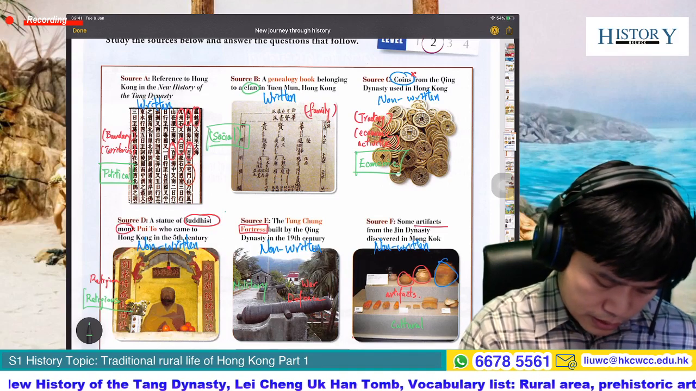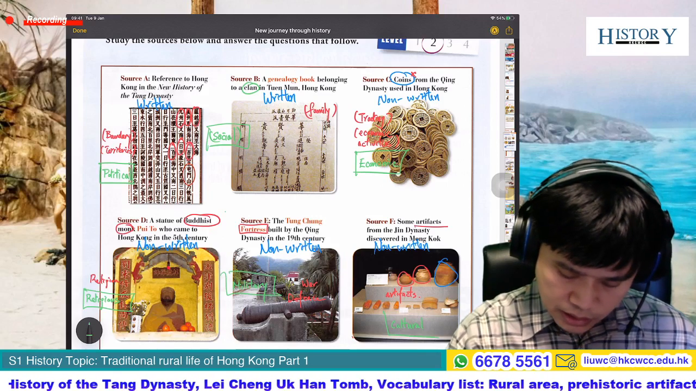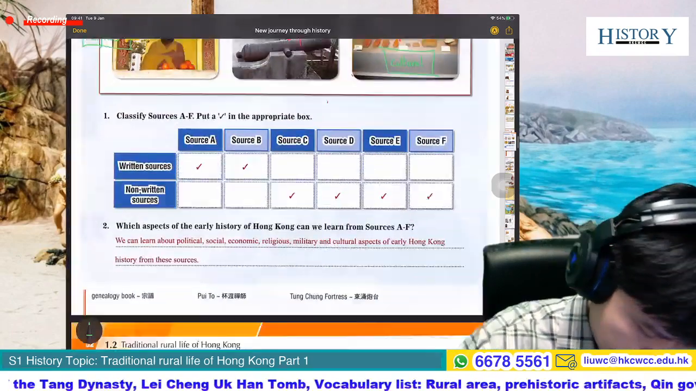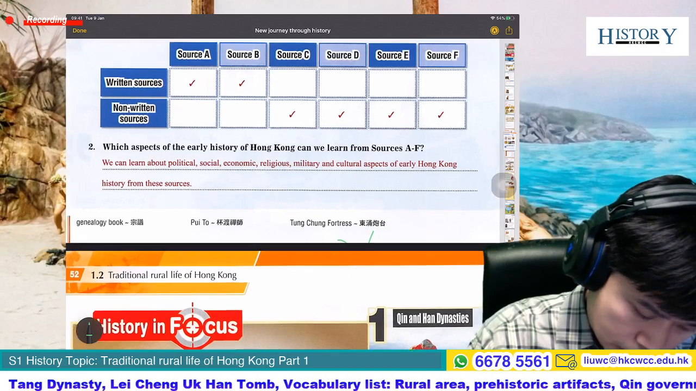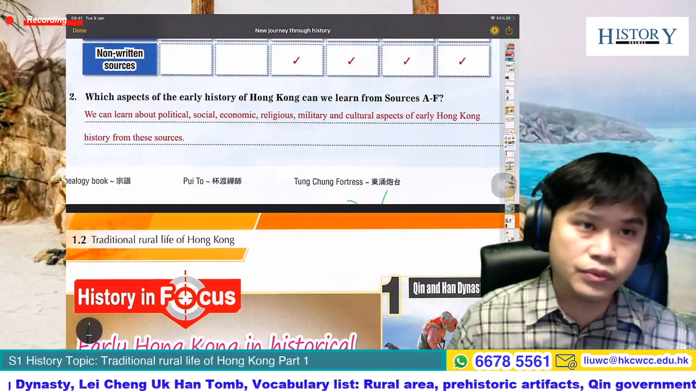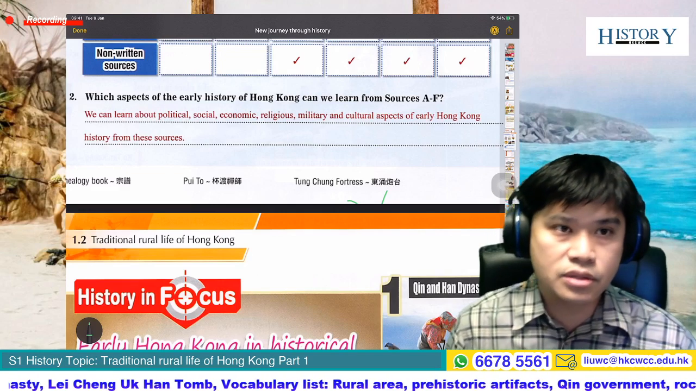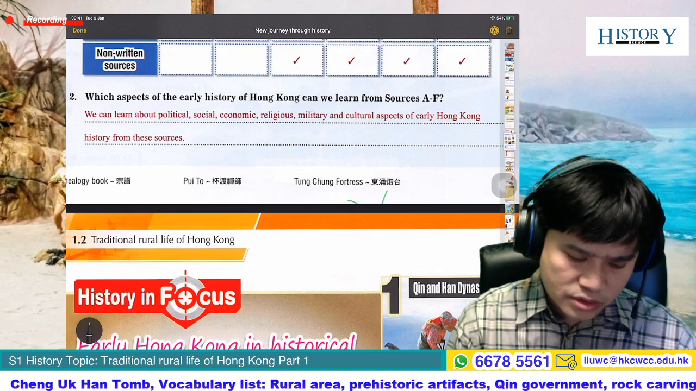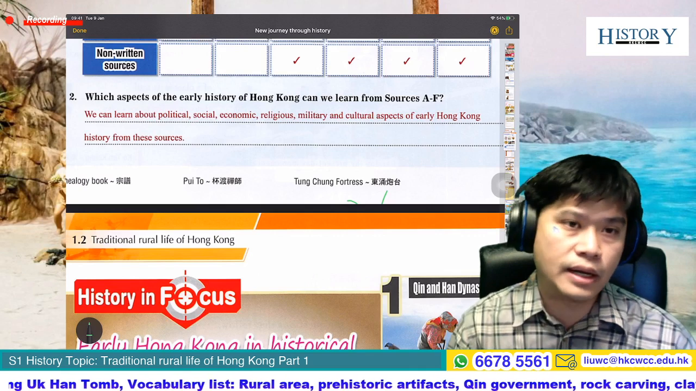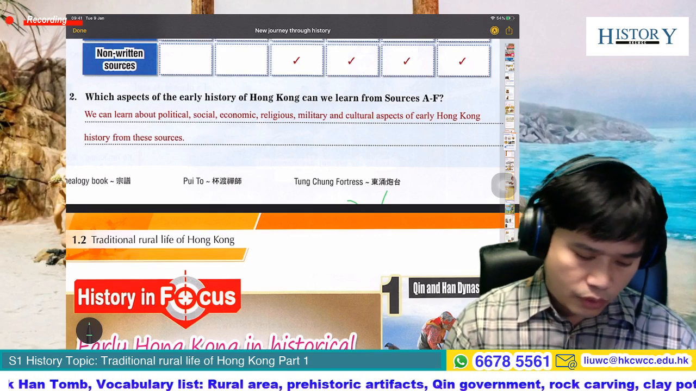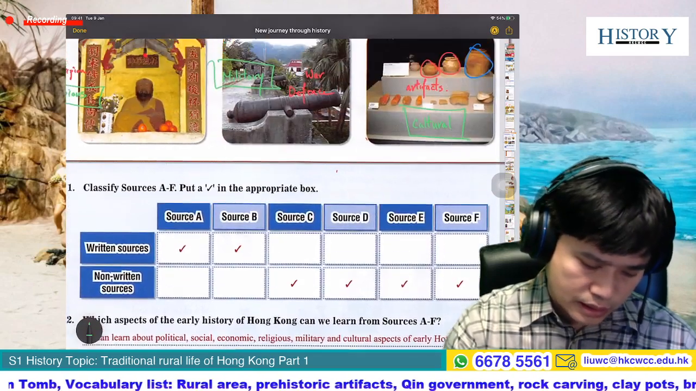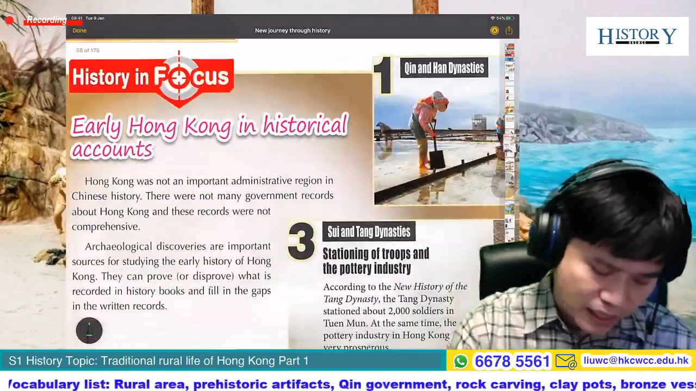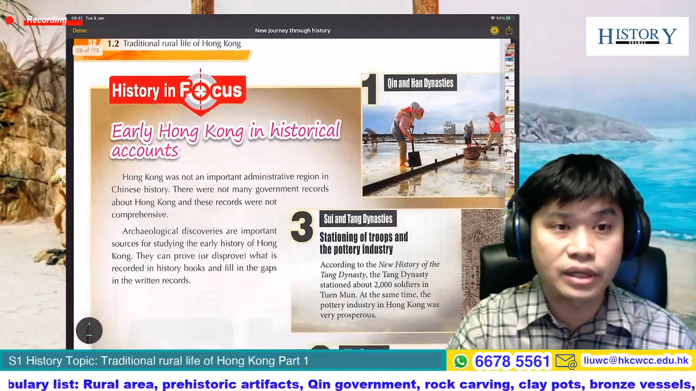Therefore, all these six sources in green, remember, are related to these six different aspects. Then for question two, you may say we can learn about the political, social, economic, religious, military and cultural aspects of early Hong Kong history from these sources. For the application of the aspects, we will use the next part.